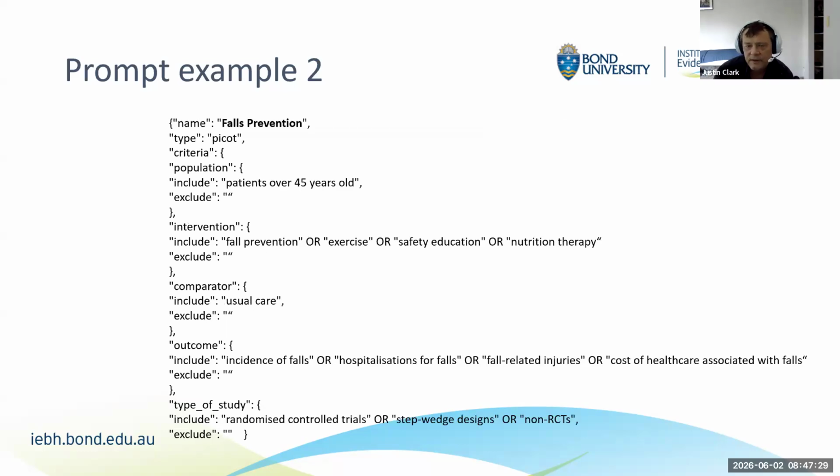The next one was falls prevention in older people. Again, patients over 45 years, our interventions, I think there were 4 interventions in this review. So exercise, safety, education, nutrition therapy, or just falls prevention in general. We actually put the comparator in for this one. And again, incidence of falls and then randomized trials. But we're also looking for step wedge designs, whatever they are, and also non-RCTs as well. So we're looking for almost anything.